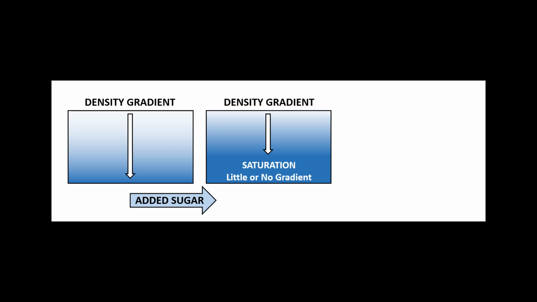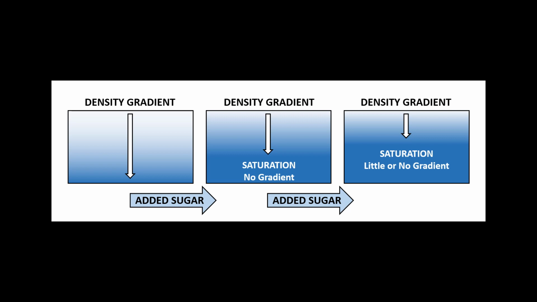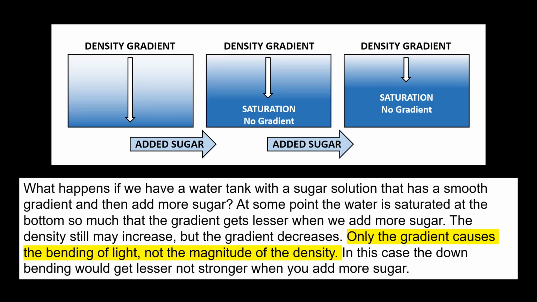So let's start with a sugar solution where we have a density gradient from top to bottom. So you add more sugar, let it set overnight, and it's going to get to a point where you're going to have a saturation on the bottom with little or no gradient. And of course the saturated area will get larger when you keep adding more sugar. And as Walter correctly says, only the gradient causes the bending of light, not the magnitude of the density.